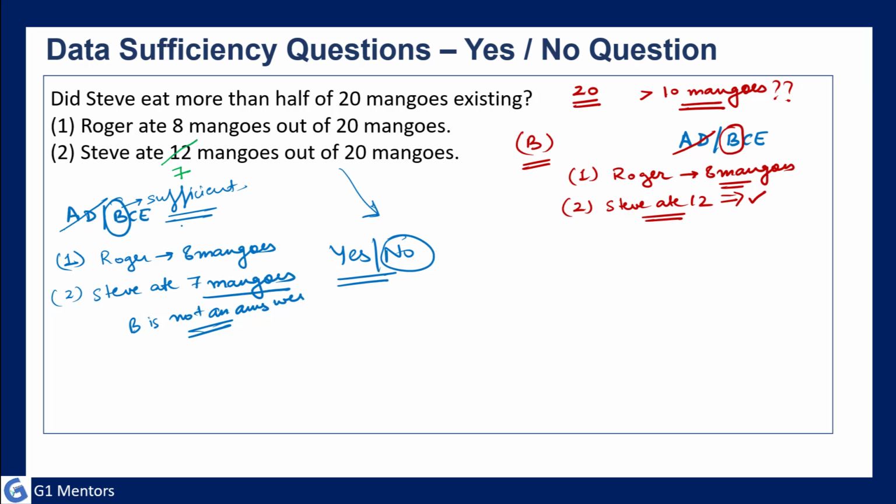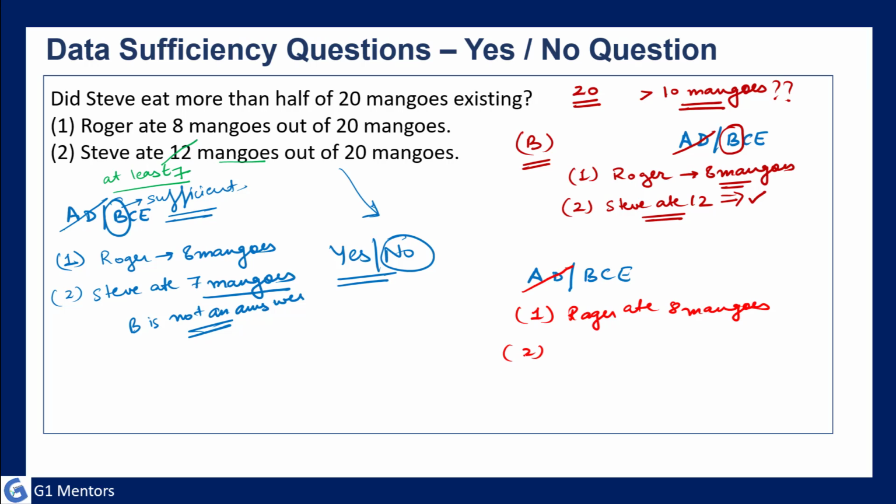Now let's try the third kind of question. Let's say statement 2 said Steve ate at least 7 mangoes out of 20 mangoes. How will the question look? First thing, we write A, D, B, C, E. Statement 1 said Roger ate 8 mangoes. Again, like the earlier examples, it is insufficient. So we strike off A and D.